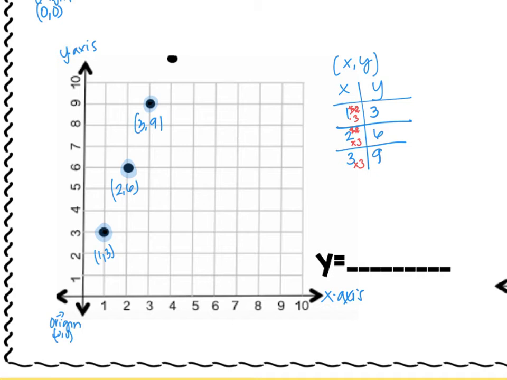Those all work out. So that means our graph is a multiplicative graph. Every time we have an x value, we multiply it by 3 to get to y. So y equals 3 times x. Now I want you to extend your graph just like this with a straight line.